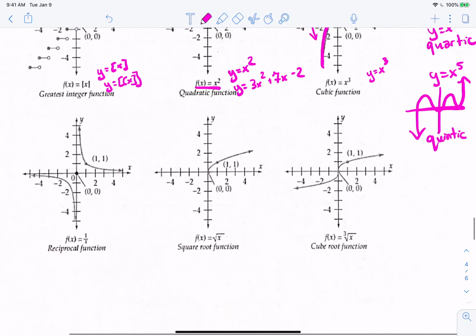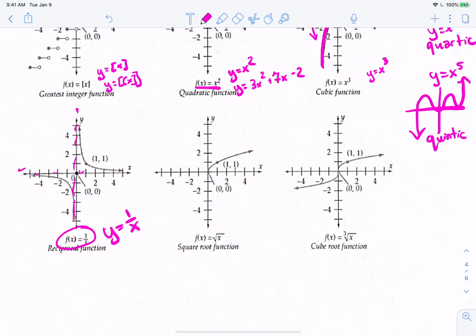All right, the last three at the bottom. Are we ready for the last three? This is a reciprocal function, y equals 1 over x. It is the boomerangy thing. We talked about the boomerangy things before. It has a vertical asymptote and a horizontal asymptote, and they're just like little L's in the corner.